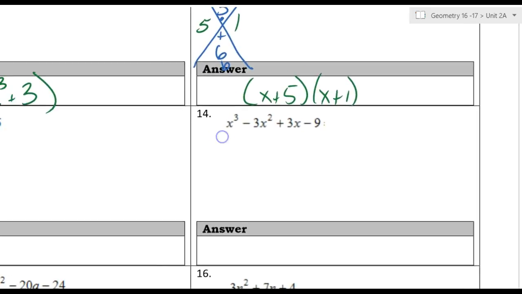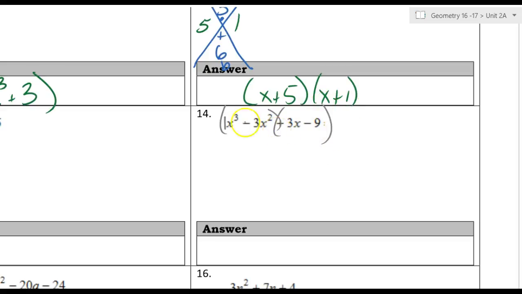Now, when we get to number 14, we go through the same thing. Is there a greatest common factor between our coefficients? 1, negative 3, 3, and 9. And it looks like there could be because the 9, the 3, and the 3 are all multiples of 3, but the problem is that this 1 up here doesn't have a 3, so I can't actually find a greatest common factor. So then the next question you ask yourself is, how many terms do you have? I have 1, 2, 3, 4 terms. And automatically, if you have 4 terms, you should think about grouping.